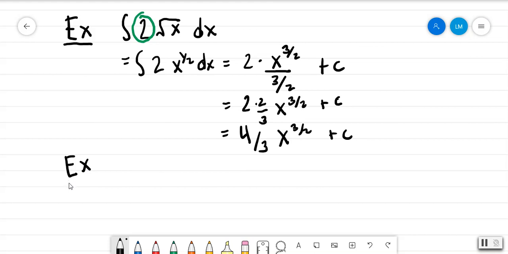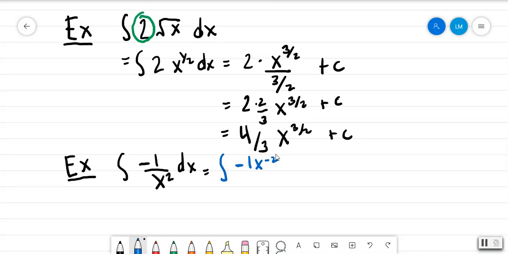But let's look at another example where we want to take the antiderivative of negative 1 over x squared dx. Accordingly, this is the antiderivative of negative 1 times x to the negative 2. In a way, this is still the same thing, where we're being a little careless with the constant.